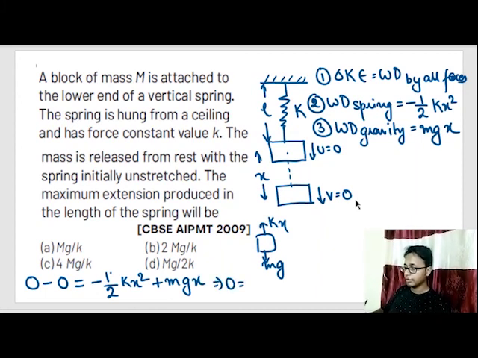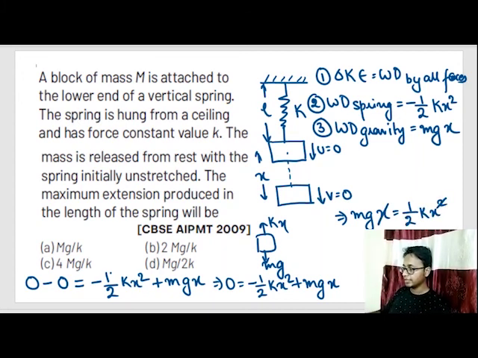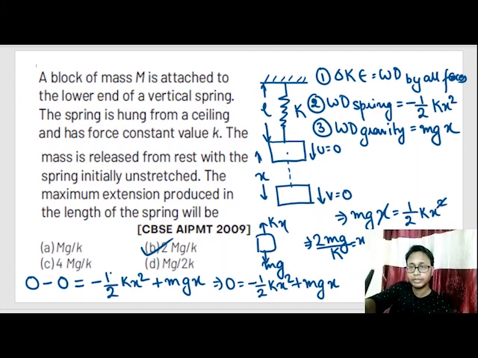Or 0 is equal to minus half kx square plus mgx. When you shift the half kx square to the left hand side, we get mgx is equal to half kx square, or x, this gets cancelled, or 2mg by k is equal to x, so the spring is stretched by 2mg by k. Our correct option is option number B. Okay, let's do the next question.